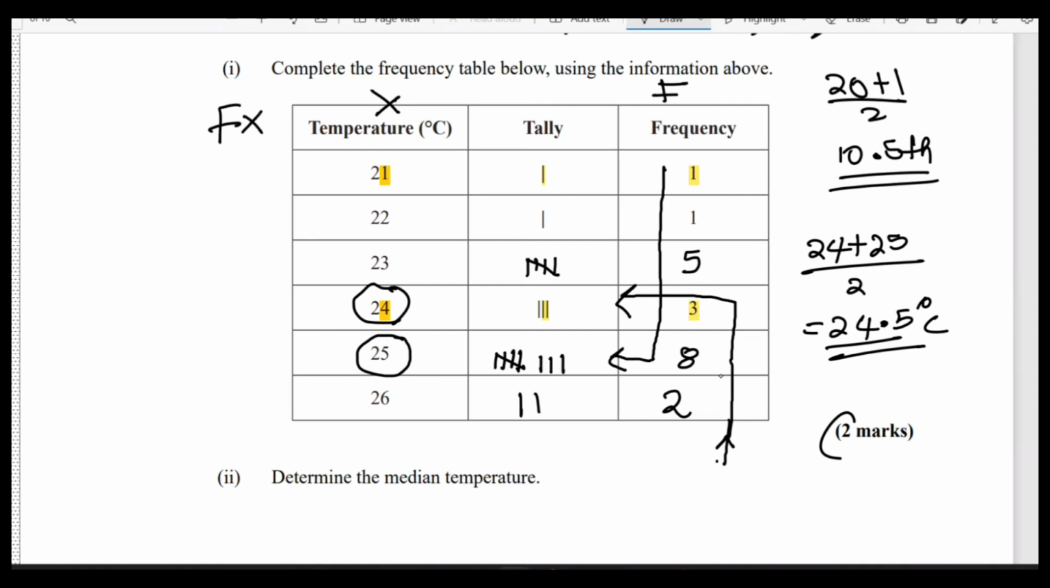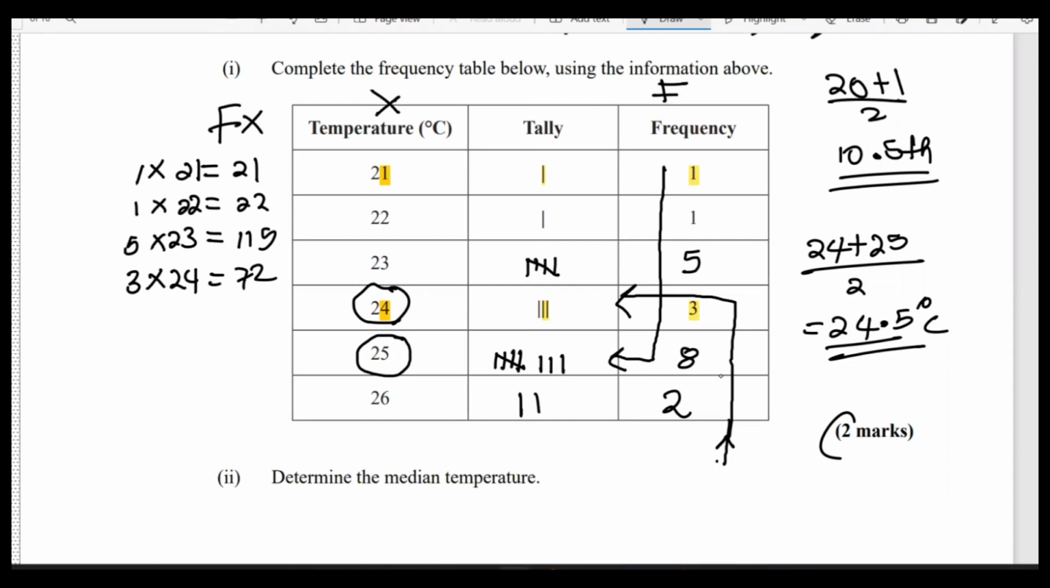So we have 1 times 21, that gives us 21. Then 1 times 22 gives us 22. Then 5 times 23 is 115. Then 3 times 24 is 72. Then 8 times 25 is 200. And lastly, 2 times 26, and that is 52.